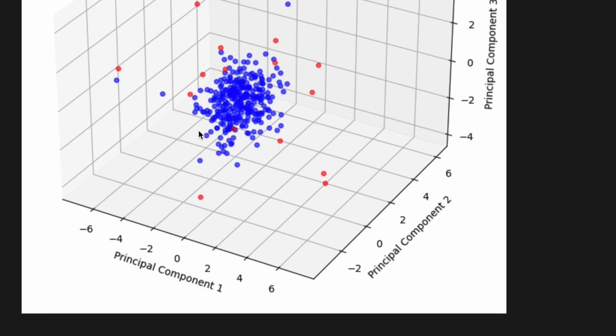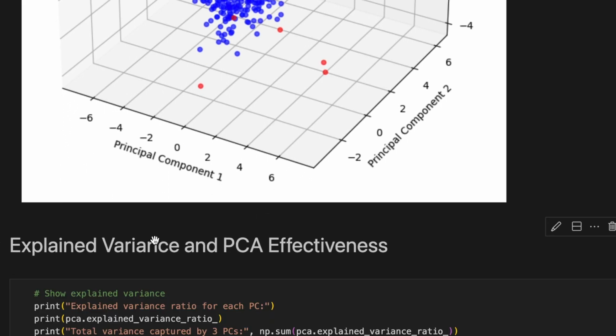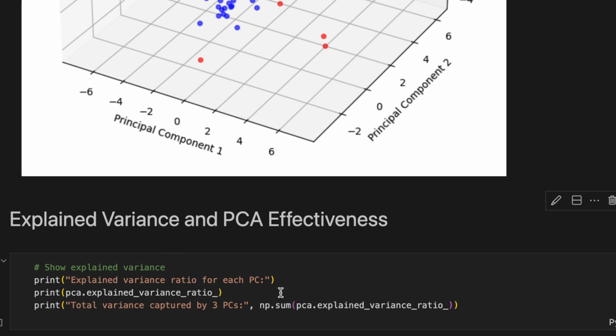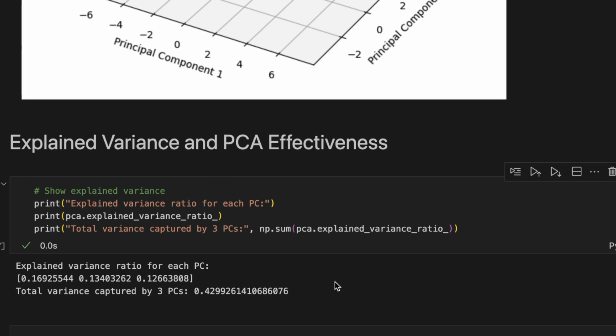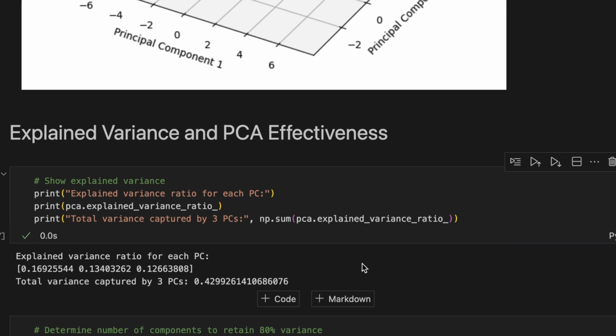We detected all the anomalies here, and there is one method in PCA called explained variance ratio. It defines the total variance captured by the principal components. Let's run the code, and it shows the explained variance ratio for each PCA. The first component covers 16%, the second one is 13%, and the last one covers 12%. Total variance captured by 3 PCAs is almost 43%, which is lower than expected. Yeah, because we selected only the 3 components.